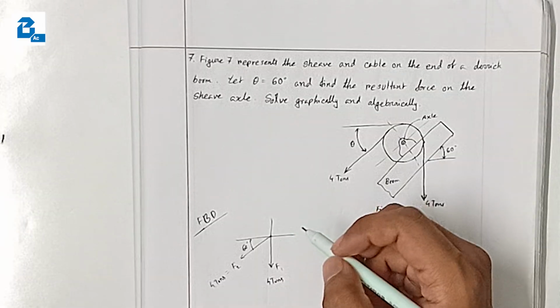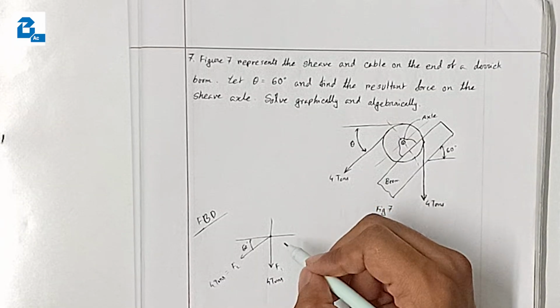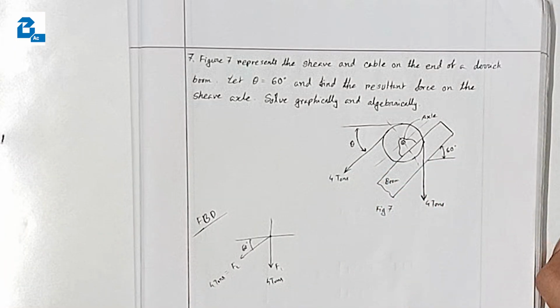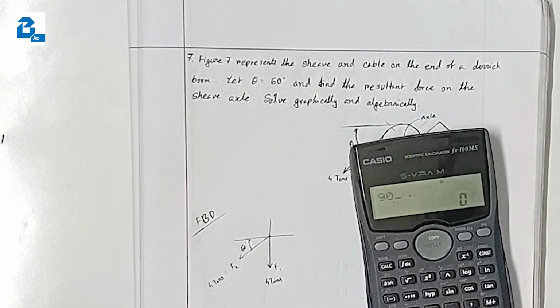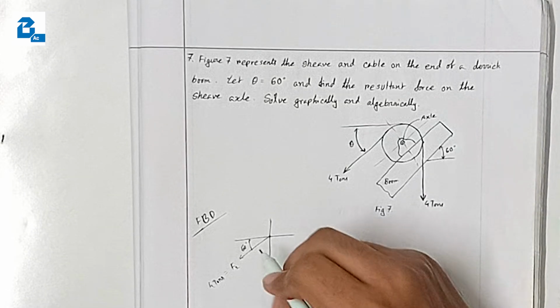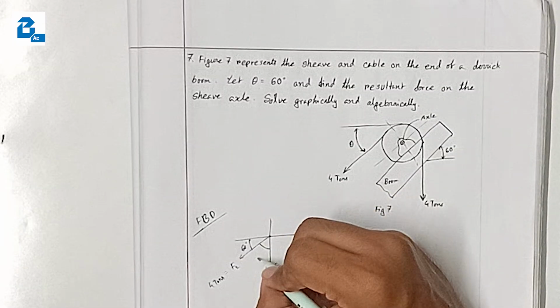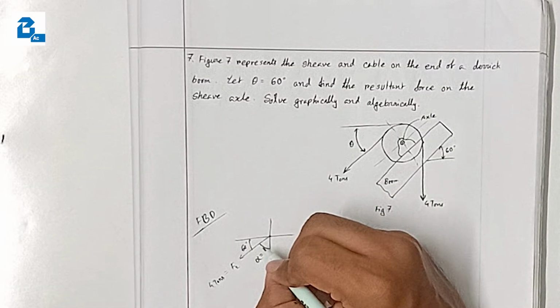So from the geometrical perspective, we can see that the angle between F1 and F2 is 90 minus 60 degrees, which is 30 degrees. So we can say that the angle between F1 and F2, which is alpha, equals 30 degrees.